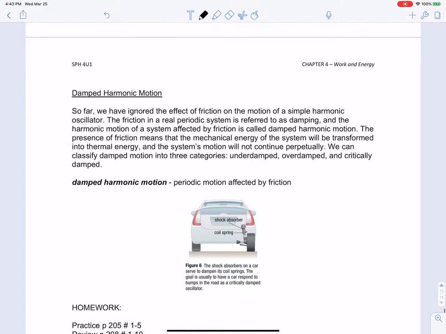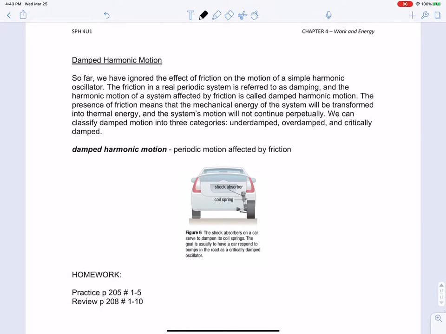Let's talk about damped harmonic motion. So far, we have ignored the effect of friction on the motion of simple harmonic oscillators. The friction in a real periodic system is referred to as damping, and the harmonic motion of a system affected by friction is called damped harmonic motion. The presence of friction means that the mechanical energy of the system will be transformed into thermal energy, and the system's motion will not continue perpetually. We can classify damped motion into 3 categories: underdamped, overdamped, and critically damped. The definition of damped harmonic motion is periodic motion affected by friction.